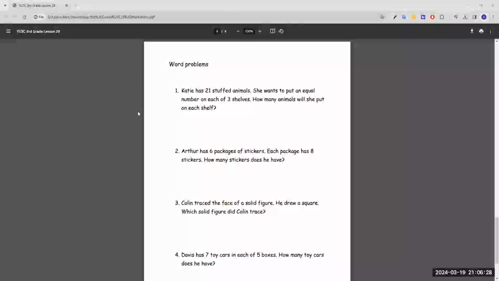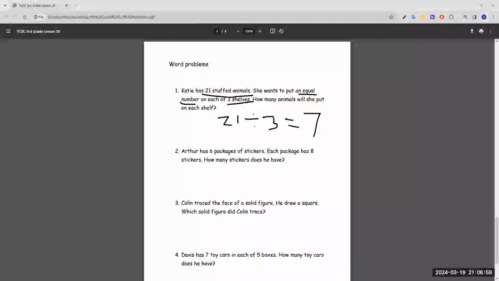Moving on to word problems. Number 1, Katie has 21 stuffed animals. She wants to put an equal number on each of 3 shelves. How many animals will she put on each shelf? So key information, 21 stuffed animals, an equal number on 3 shelves. So each shelf needs to have the same amount, which means we'll do 21 divided by 3, and that is 7.